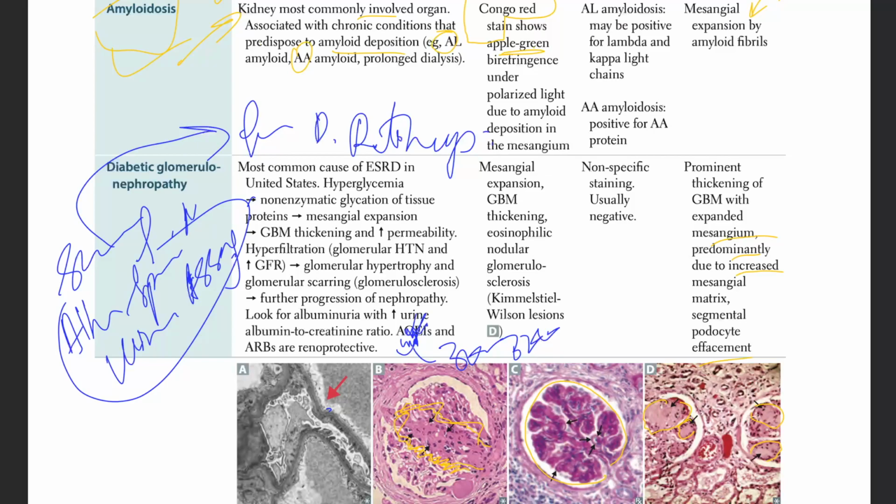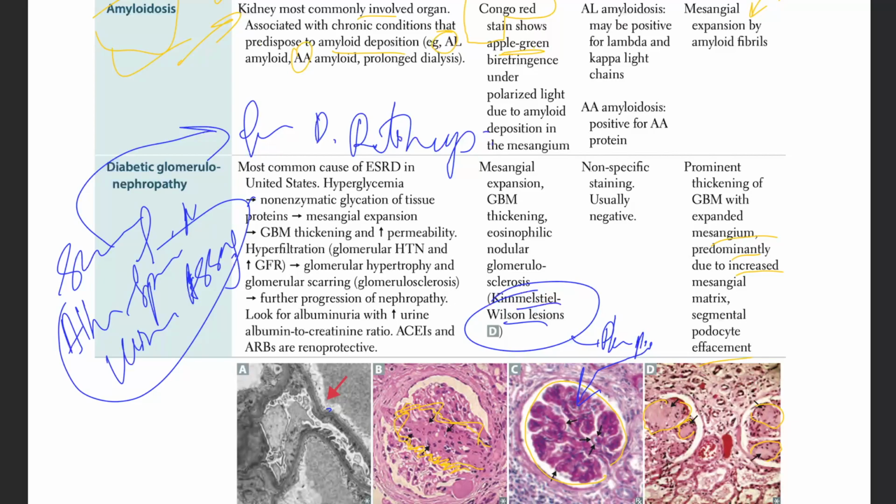Now these Kimmelstiel-Wilson lesions are very important for diabetic nephropathy. So what are these? These are hyaline acellular deposits of plasma protein. So these are the plasma proteins that get deposited into the mesangium, leading to formation of Kimmelstiel-Wilson lesions. Okay.